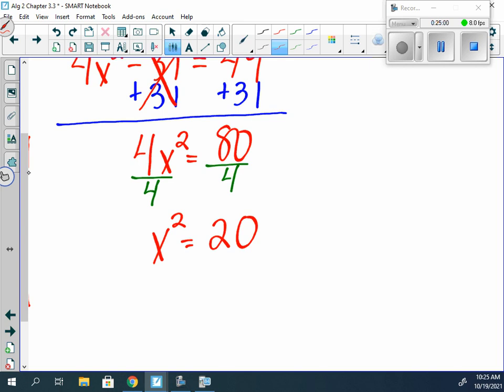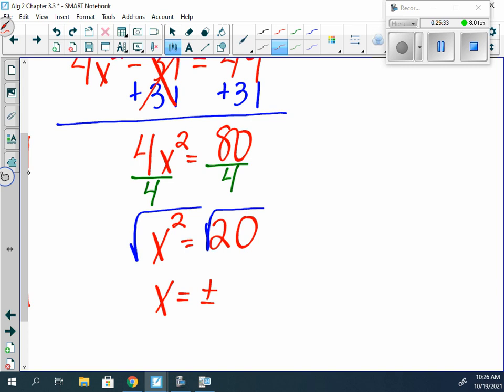So any questions on how we got x squared by itself? Okay. Well, now we need to reduce the power somehow. Yes, it's called the what? Square root method. So we'll square root both sides. Plus or minus, because the square root of 20, we're looking for what number times itself is 20.